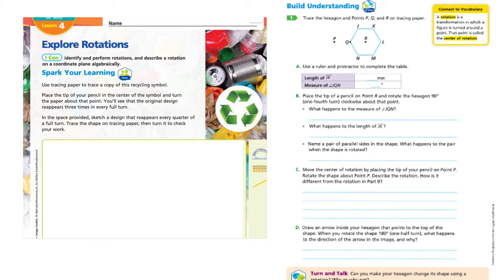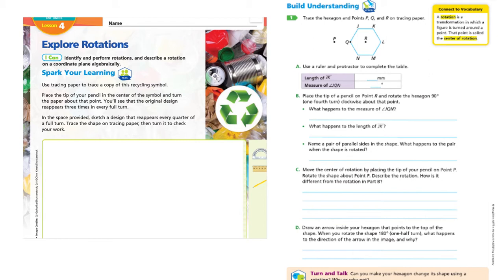So let's look at number 1. It says trace the hexagon and points P, Q, and R on tracing paper. So you want to trace this whole thing just like it is with P here, Q here, R here, and you can put all the other letters there also, that'll help you. A says use a ruler and a protractor to complete the table. So you're going to measure the length of JK and put how many millimeters it is, measure the angle JQN, and write the degrees there.